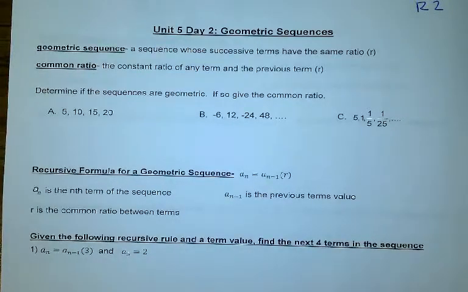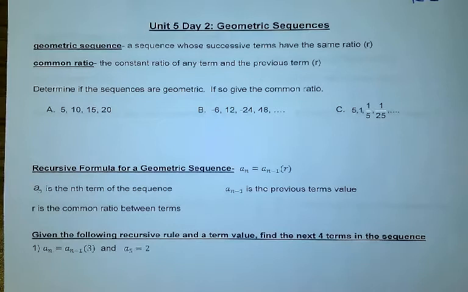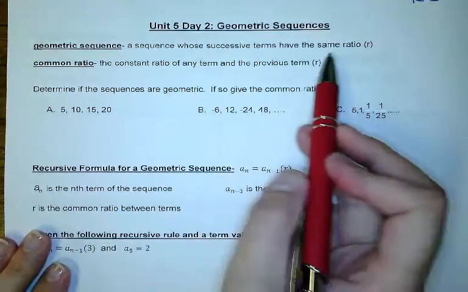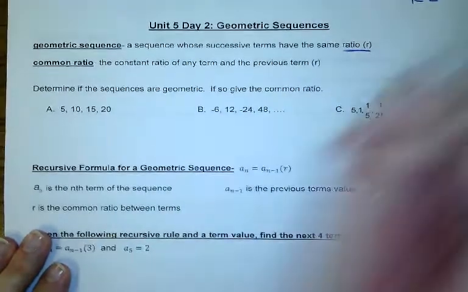Before, on the first day, we talked about arithmetic sequences. In arithmetic sequences, you added or subtracted the same number each time to get your next term, and you found the common difference. For geometric sequences, you don't add or subtract the same number. We are going to multiply by the same number each time. A geometric sequence is a sequence whose successive terms have the same ratio.